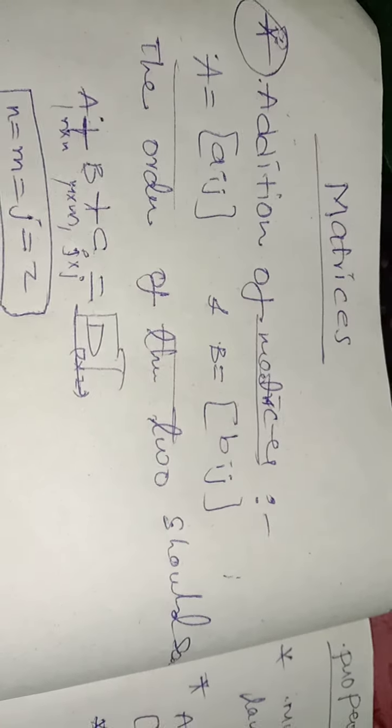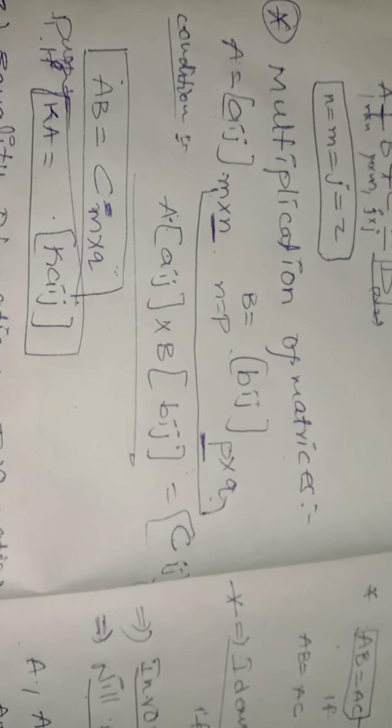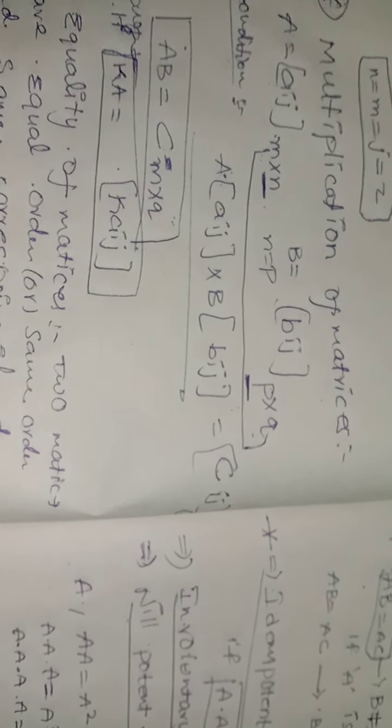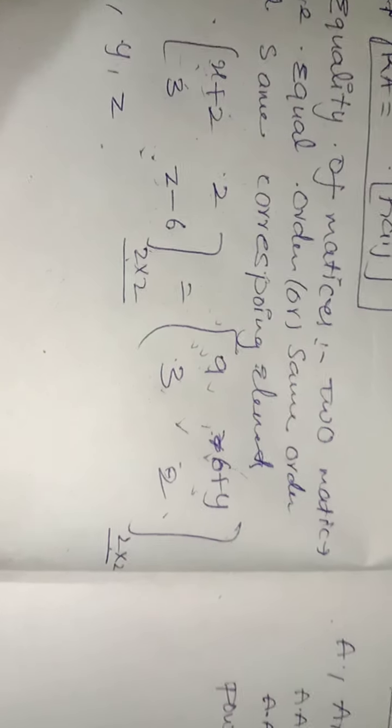Okay, so in this lecture we learned about two very important operations and some of the properties, and about three terms. And again I am repeating: first is addition of matrices, the order should be the same. Multiplication of matrices: the first matrix's columns should equal the second matrix's rows, and the resultant matrix has the order of the first matrix's rows cross the second matrix's columns. Then equality of matrices: two matrices are said to be equal only when they have the same order and the corresponding elements are the same.